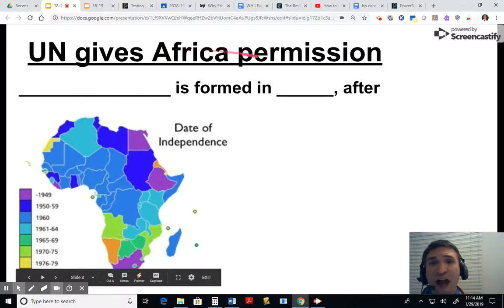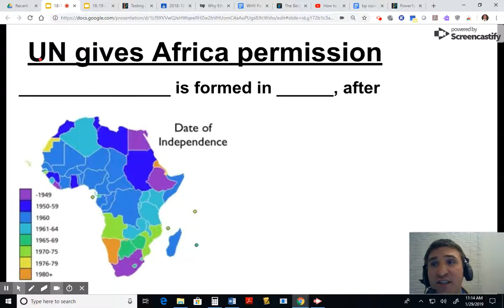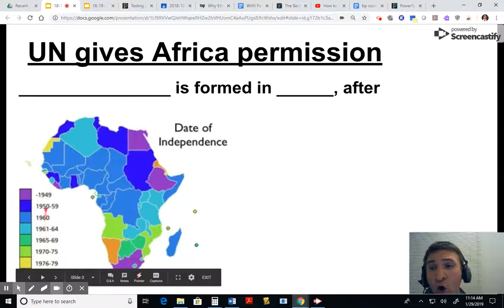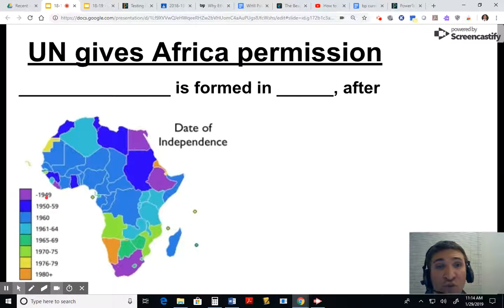The UN gives Africa permission to be free. The UN stands for the United Nations, and the United Nations is formed in 1945 after World War II. And the dates of independence, check out these dates. They're all after World War II. World War II triggers independence for Africa.